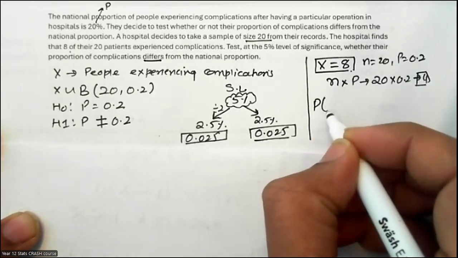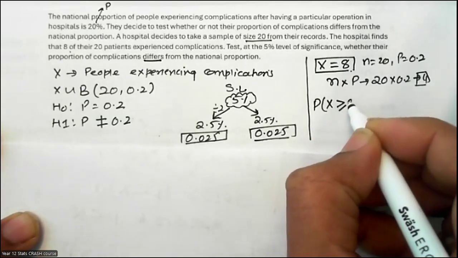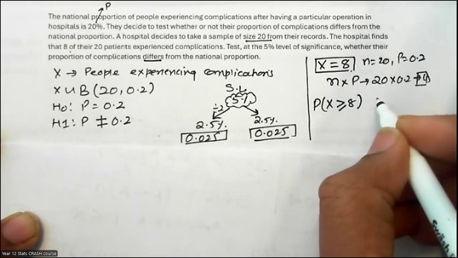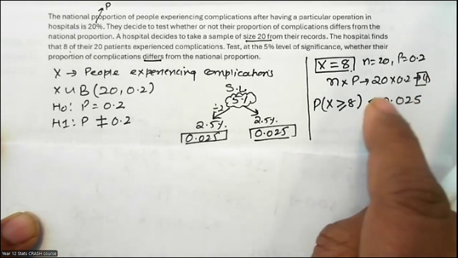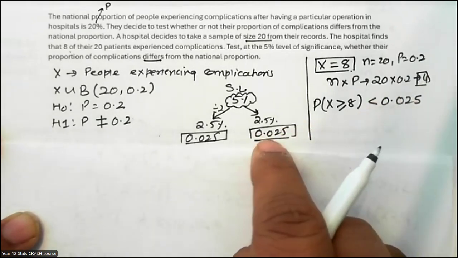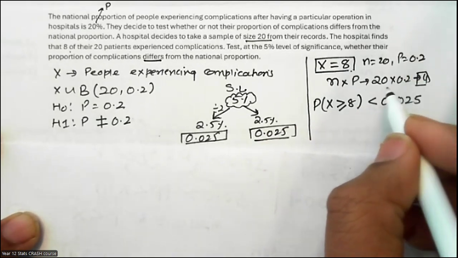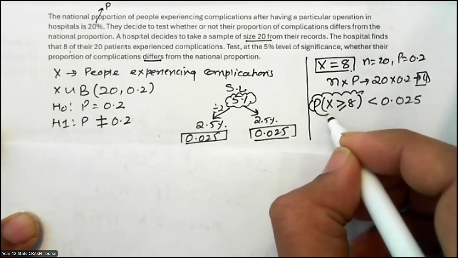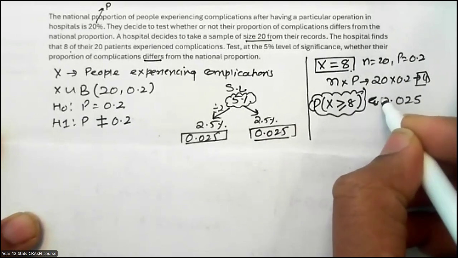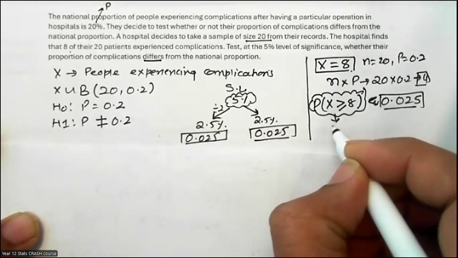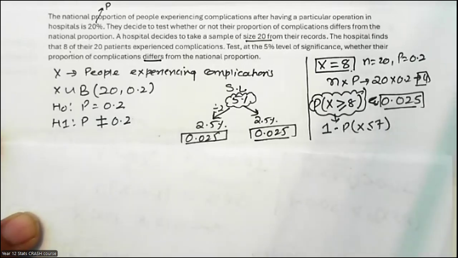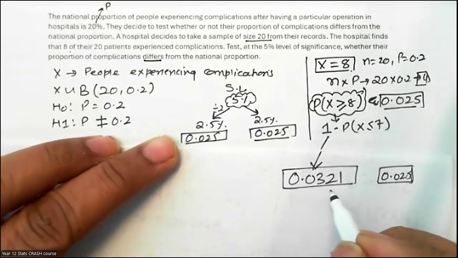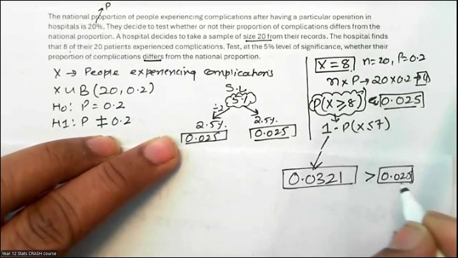So you need to test the probability of X greater than or equal to 8, upper tail only, and that is less than 0.025, because the significance level needs to be divided. We're going to test if that happens. We're going to compare this with 0.025. Okay, let's have a look. So this will be 1 take away the probability of X less than or equal to 7. Work that out using binomial cumulative distribution tables and compare it with 0.025. Got 0.0321, which is greater than my significance level.